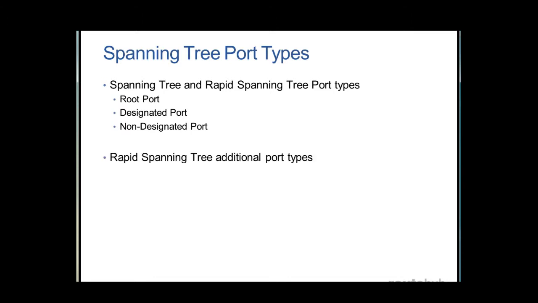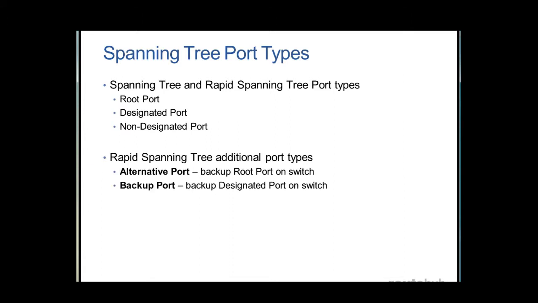Well, if rapid spanning tree is enabled, there are 2 additional port types that are used. There is the alternate port, which is simply a backup root port on the switch. And there is a backup port, and that is basically a backup designated port on the switch. This means that if the root port or designated port on a switch goes down, then the alternate or the backup port would become active ports right away, depending on what port actually went down. And this will result in a very fast convergence, which we'll talk about in the next few slides coming up.